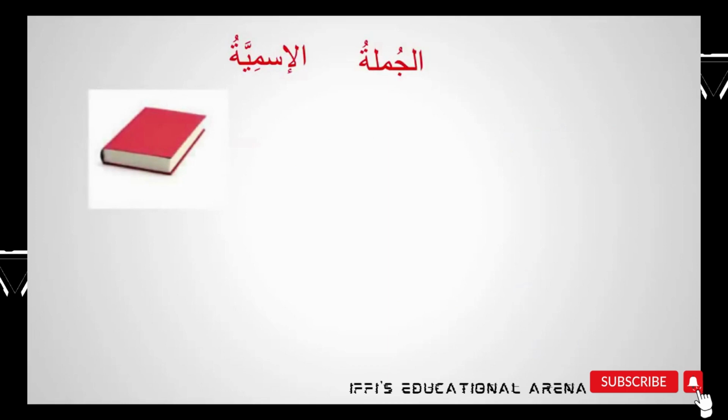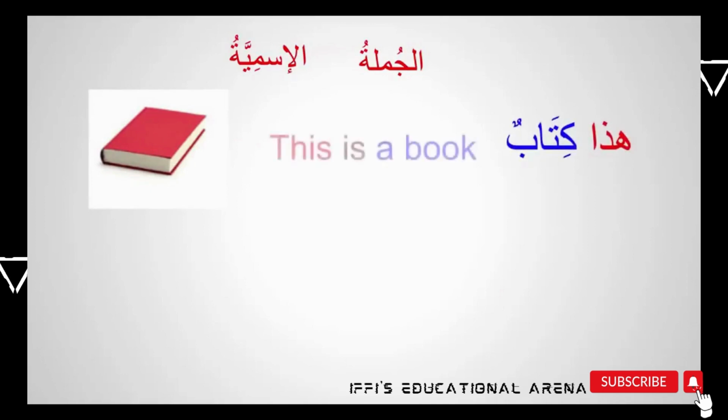So how do we say this? This is a book. Book means kitab. So if I want to say this is a book, how do we say? Say هذا كتاب. This is a book.